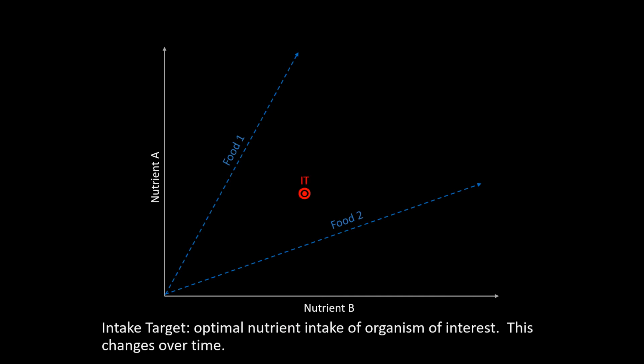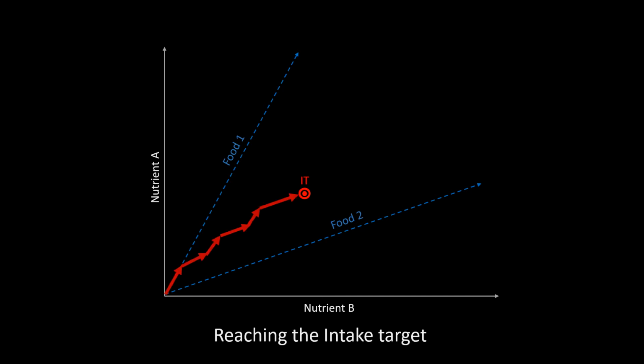A key concept in the geometric framework is that many animals defend what is called an intake target, which represents the optimal intake of the two nutrients of interest. An animal can reach this intake target using a behavior called compensatory feeding. This refers to eating relative amounts of available food items to move through the nutrient space to the intake target.